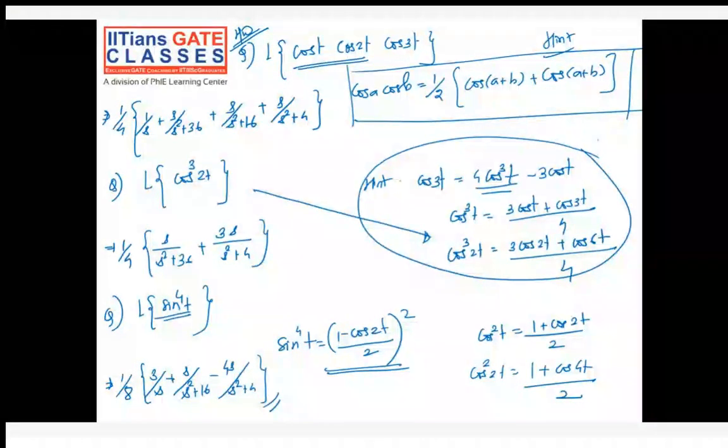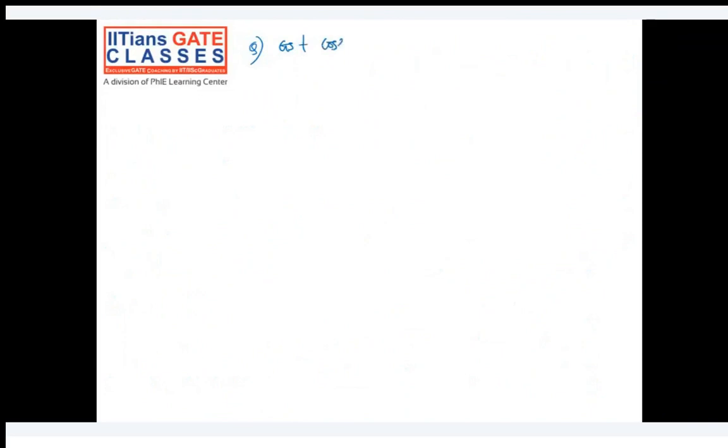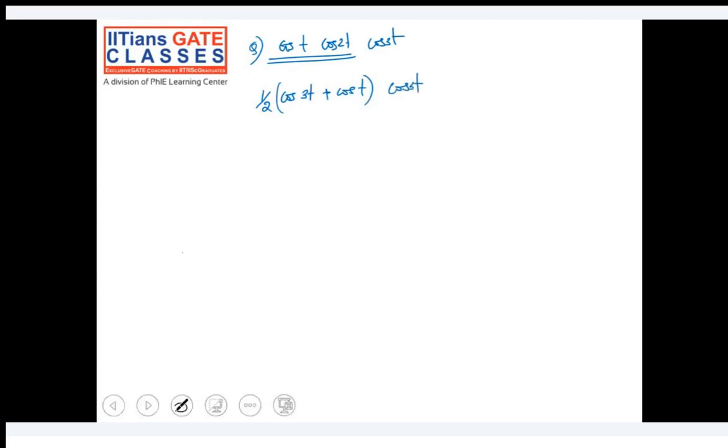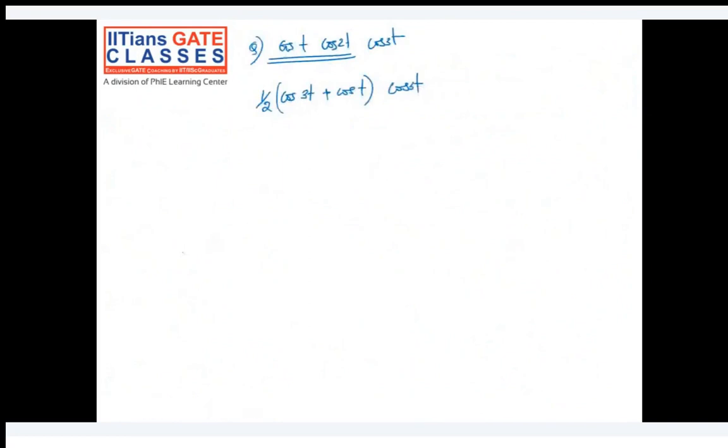Sir, first problem, can you tell? First problem, okay. So in the first problem, cos of t, cos of 2t and cos of 3t. What is the multiplication of this? Can you write this as half of cos of 3t plus cos of t, into cos of 3t? I have already given you the formula here, right? Using this, can you write it like this? Is it correct or not? Till this you understood? Yes, sir.